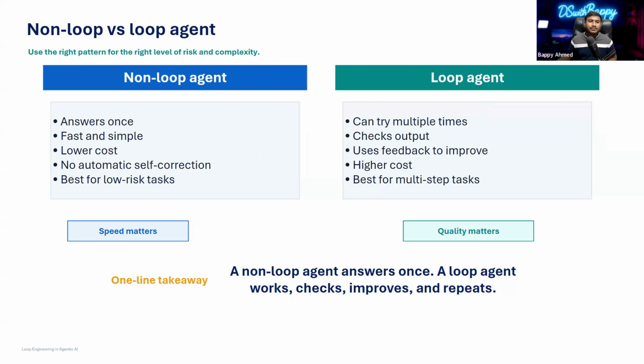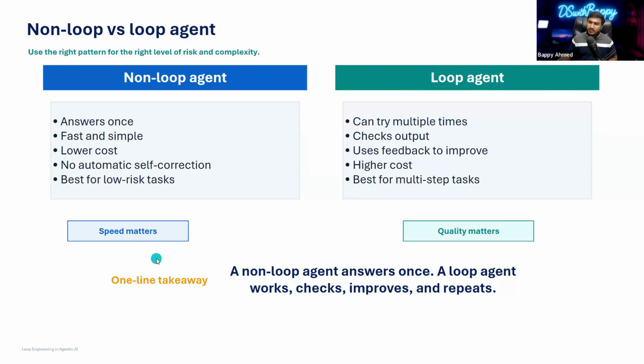If your requirement needs more reliability, you can use loop agents. If your problem statement is a low-level task, go with non-loop agents. It's completely up to you. If you go with loop agents, there will definitely be higher cost because of the tokens. But if you go with non-loop agents, there would be lower cost because it generates the output only in one shot. So here speed matters, there quality matters.